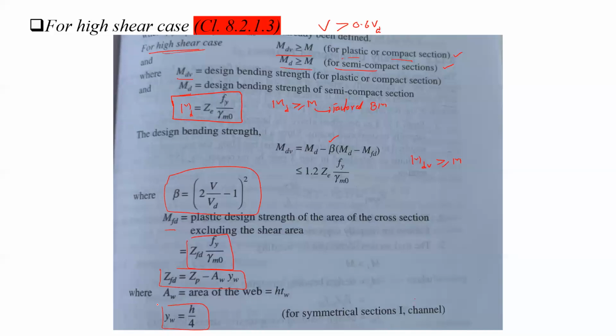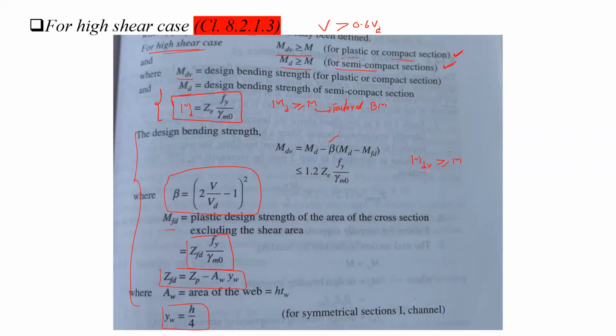The high shear case calculation depends on two categories. For plastic or compact section, you have a separate procedure, and for semi-compact section, you have a separate procedure. If it is a semi-compact section, you have to solve for this one, that is the MD condition, and you have to prove that MD is greater than or equals to M. And if it is a plastic or compact section, you have to solve for this process. That is, you have to prove that MdV is greater than or equals to M. In order to calculate the MdV value, you have this entire design process.